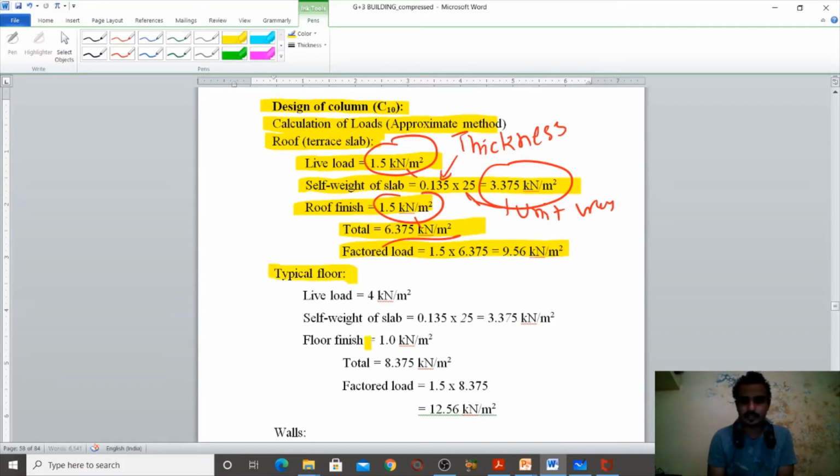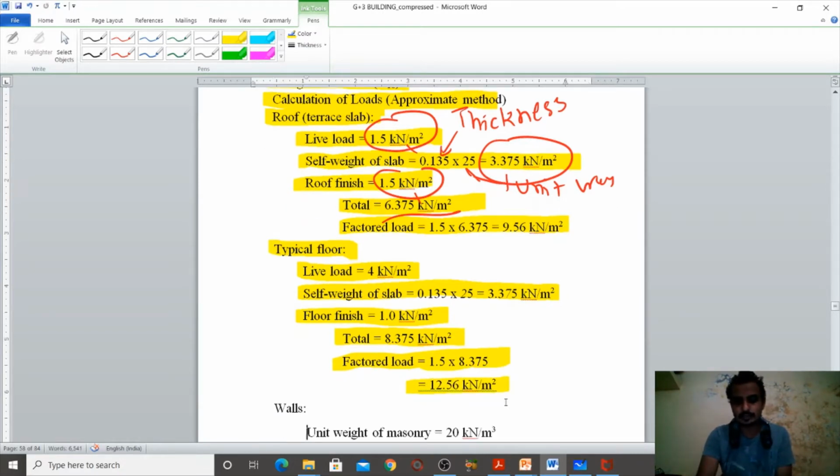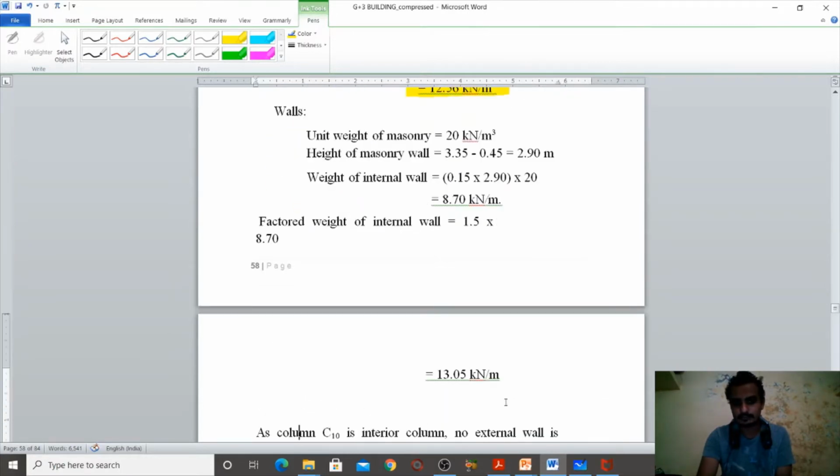Then the typical floor load. On the floor we have a live load of 4 kN per meter square, self weight of slab 3.375 kN per meter square, and floor finish 1 kN per meter square. So total load is 8.375 kN per meter square, and the total load is multiplied by 1.5. We find the factored load 12.56 kN per meter square. Okay.